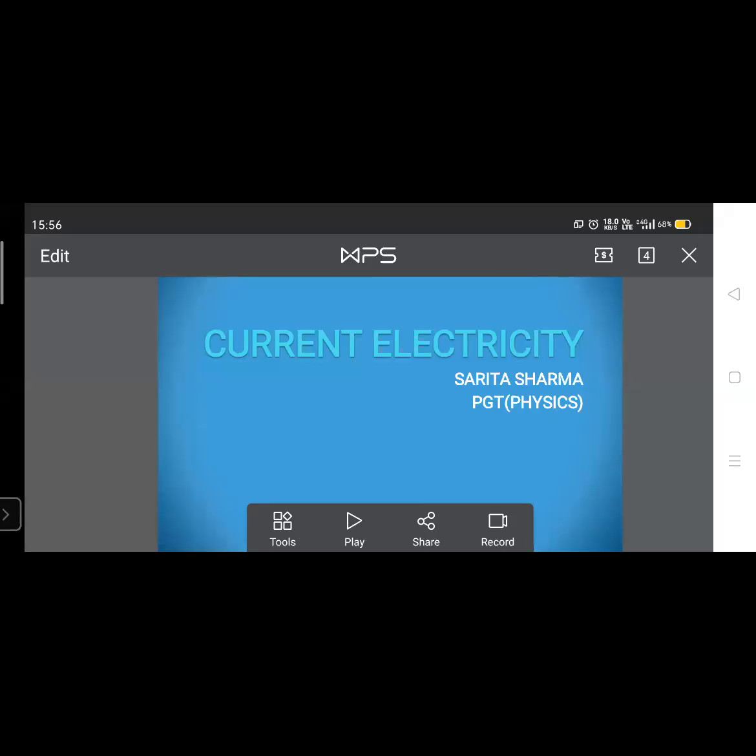I'm going to discuss the second unit, that is current electricity. In the first unit on electrostatics, we learned about the various characteristics of charges at rest. In this unit of current electricity, we will study charges in motion and the various effects and phenomena related to it.